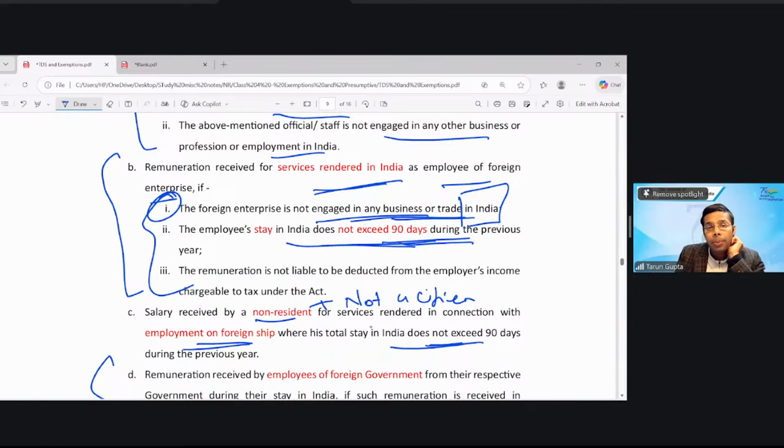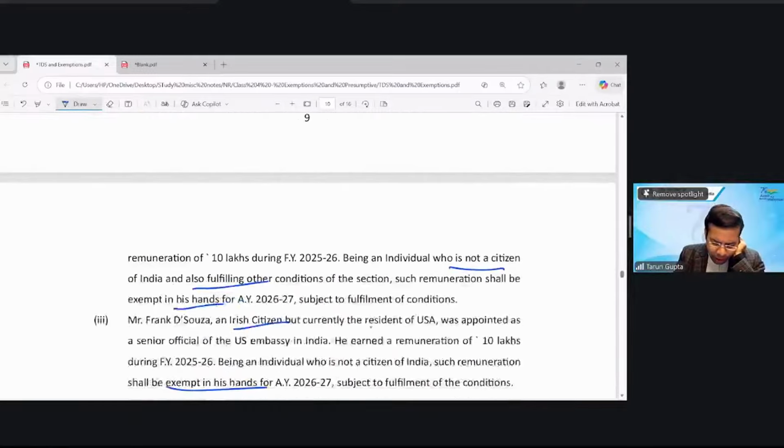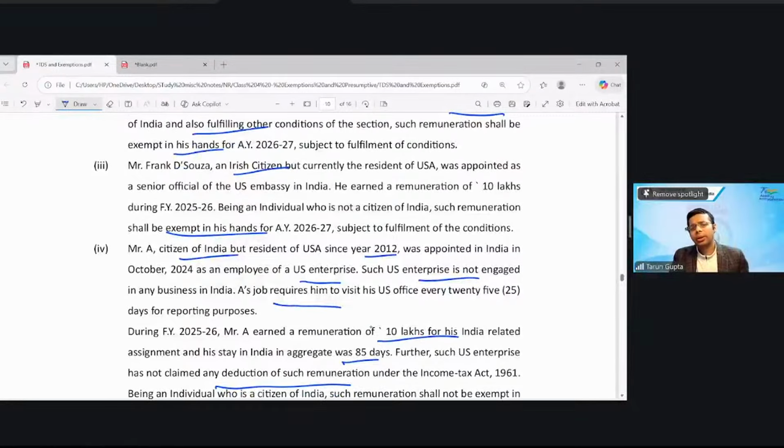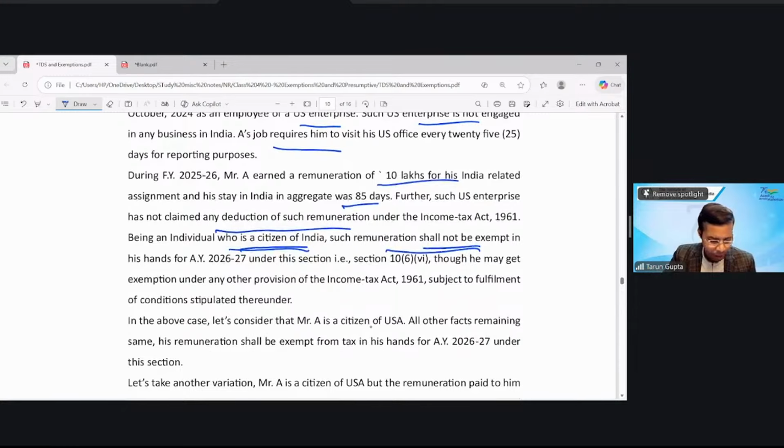He is an employee of a foreign enterprise which is not doing any business in India. His stay in India is less than 90 days, and the foreign enterprise is not claiming deduction of this salary against its Indian taxable income. But still, this exemption is not available to him because he is a citizen of India. These types of questions are generally asked as part of MCQs. So take it, either you get the full marks or you don't. There is no midway. Take it or leave it.